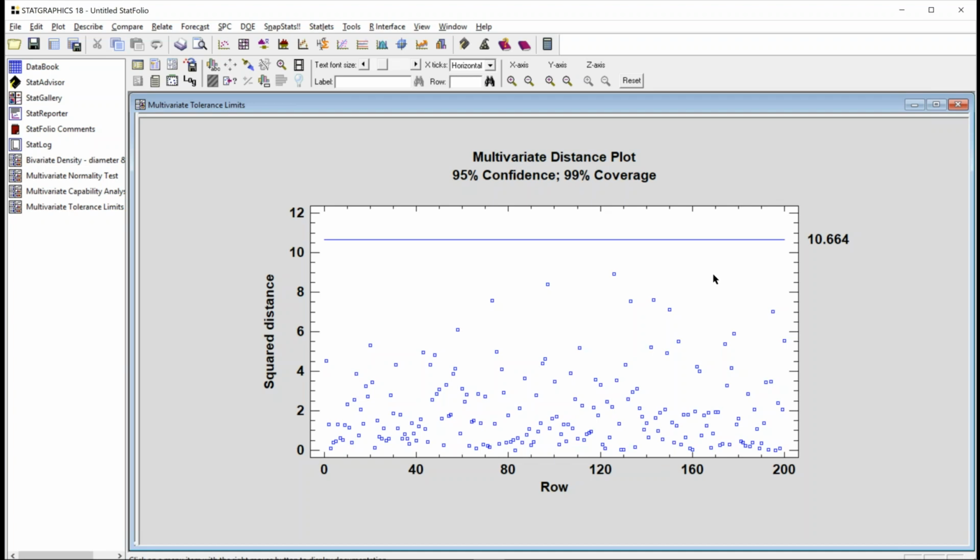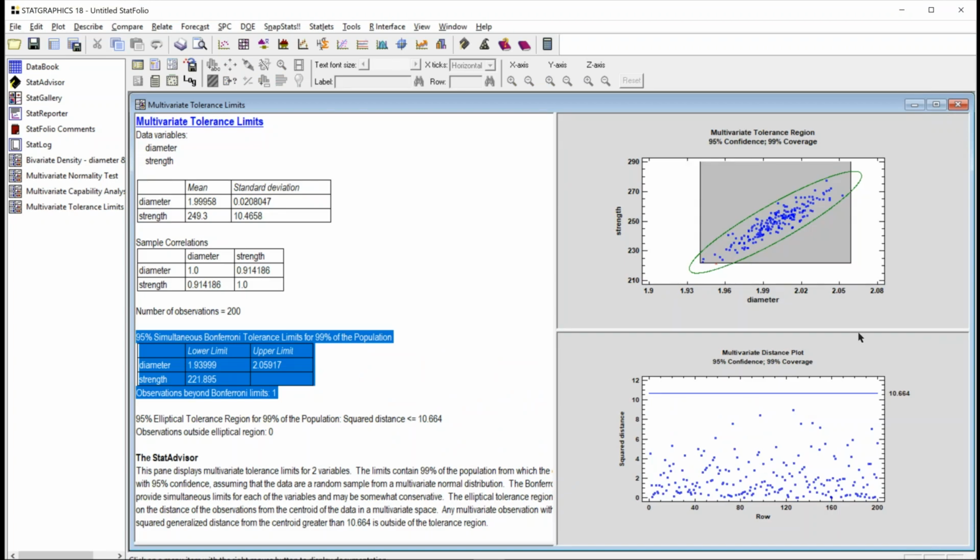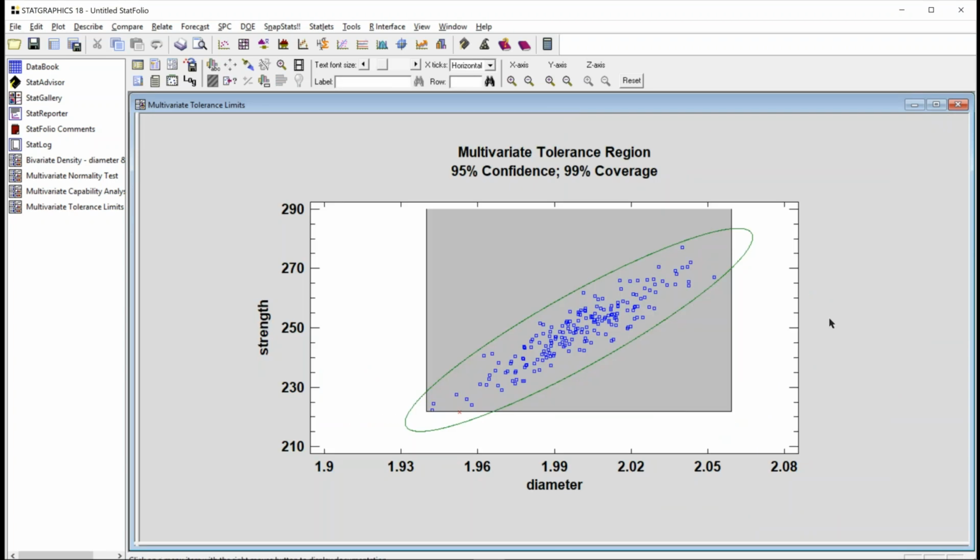Okay, now you can see that all of the points, in fact, are within the tolerance region. This is the point, I believe, oh, that's 97. This over here is 195. This is 126. Actually, none of those are the ones that were outside the Bonferroni region, because the most extreme points with respect to the elliptical tolerance regions are this point here, number 97, and this point here, number 126.